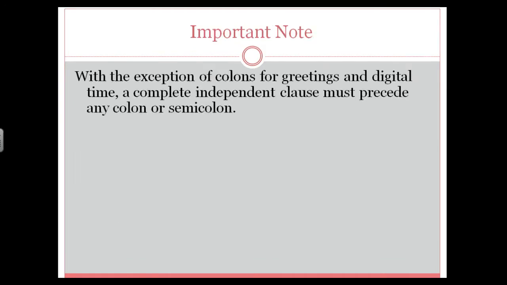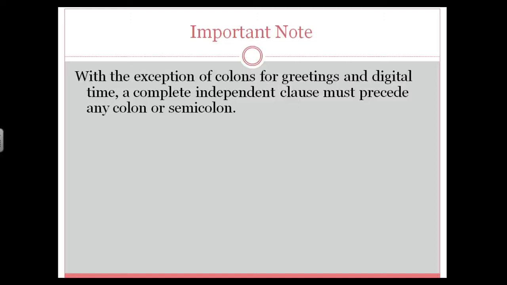One important note: with the exception of colons for greetings and digital time, a complete independent clause must precede any colon or semicolon. That means you have to have a complete independent sentence, subject, verb, whatever else you need, and you could put a period there, but instead you want to keep going with a list or a paraphrasing or a clarification. That's why I use a colon or semicolon, but only after that.